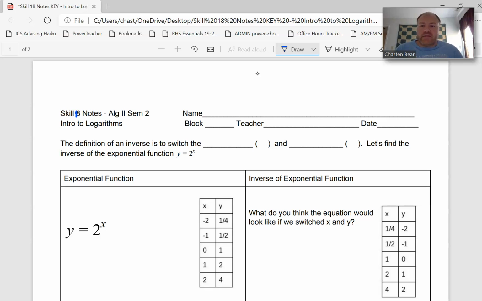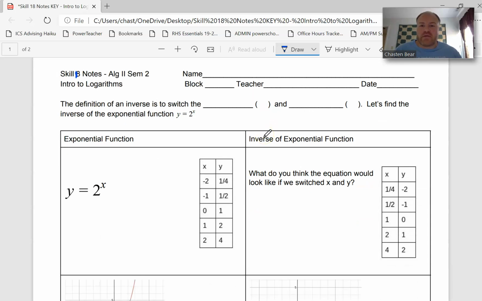Anyway, today's lesson is about Introduction to Logarithms. So what we're going to do first is talk about the connection between the exponential and the logarithm. First of all, know that the definition of an inverse in general, which we talked about earlier in the semester, was that you switch your input values, which are your x values, and your output values, which are your y values.